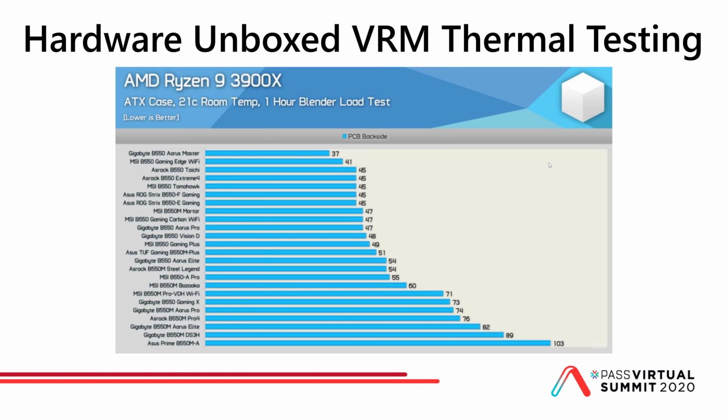And the room temperature was 21 degrees C, and then they measured the temperature of the VRM after that torture for 1 hour. And you want to be lower here. So the Gigabyte B550 Aorus Master is only 37 degrees, whereas the one at the very bottom, an Asus Prime B550M-A, was 103 degrees. A huge difference there.